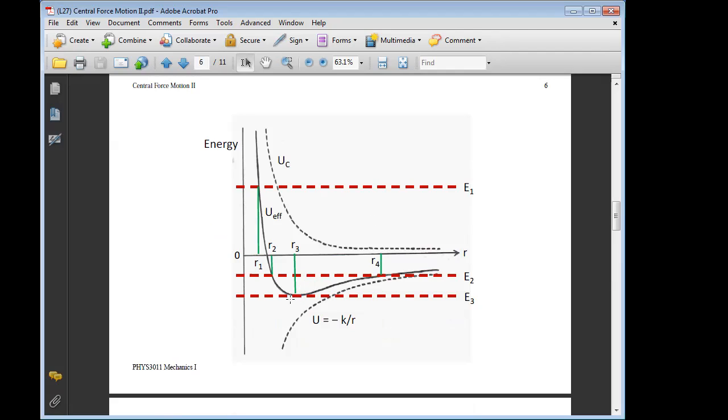Again, at the minimum of the effective potential, the orbit is circular, because the particle is confined at the position R3 again.